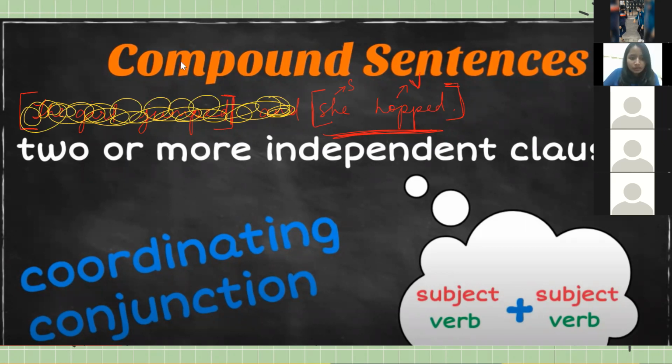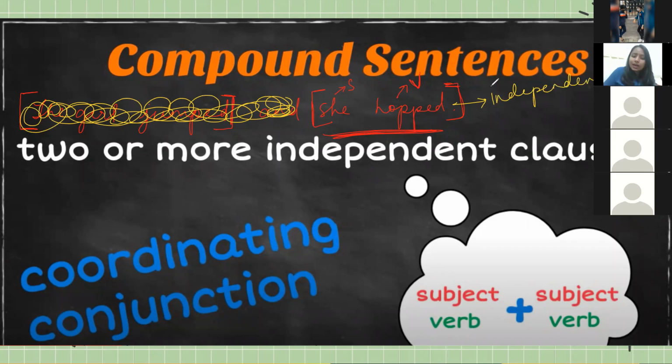Is it making sense? No, ma'am. Why no? Do you think I need one more sentence to come and complete she hopped? I think she hopped is making sense on its own also. She hopped, meaning she jumped. Now tell me, is this a dependent or independent clause? Independent. This is independent.